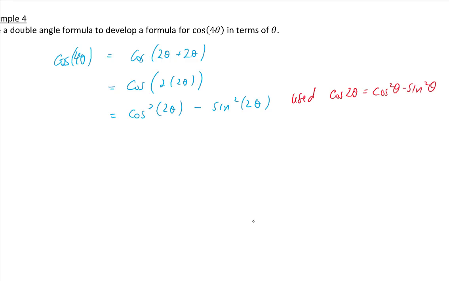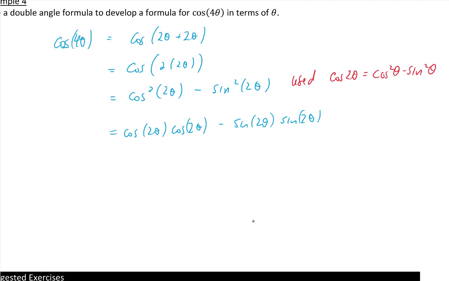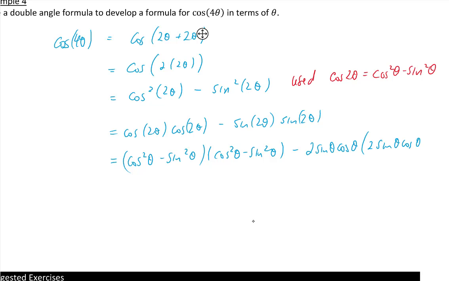But I still have 2 thetas there. So I have a cosine 2 theta and another cosine 2 theta, since this is a squared, minus a sine 2 theta times a sine of 2 theta. And again, I just pick an identity. So for cos 2 theta, let's keep the same one. Let's use cos squared theta minus sine squared theta times cos squared theta minus sine squared theta. The next one is 2 sine theta cos theta. That's our sine 2 theta identity, times 2 sine theta cos theta.